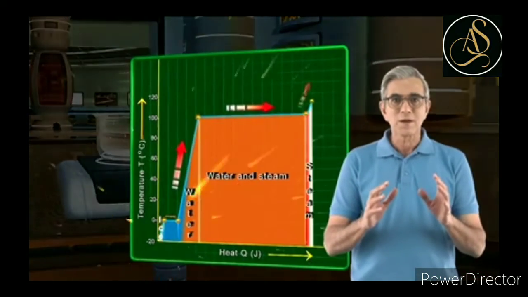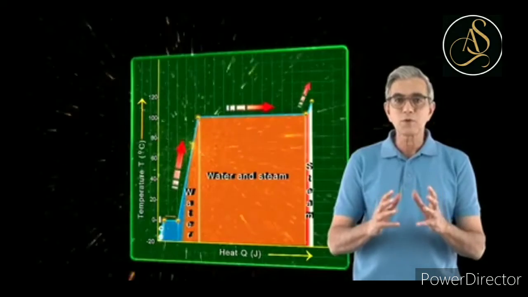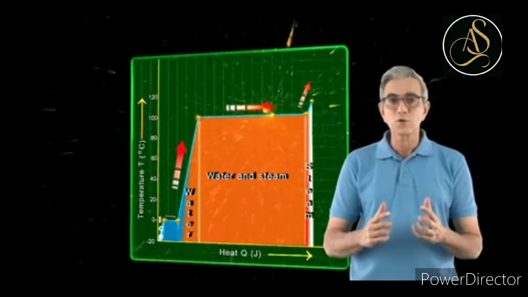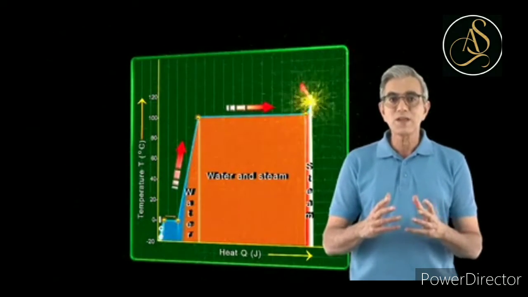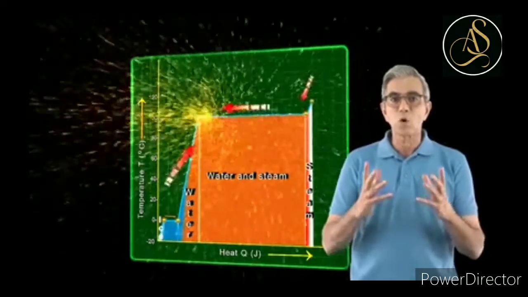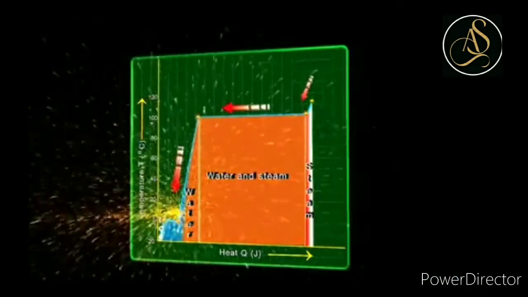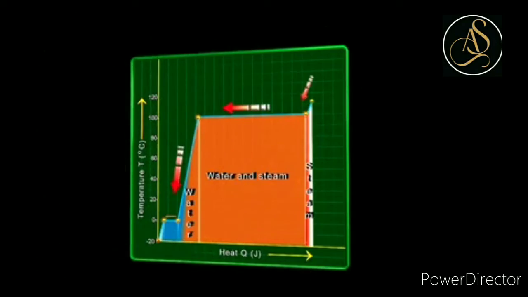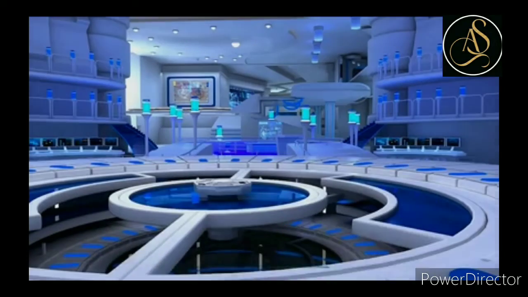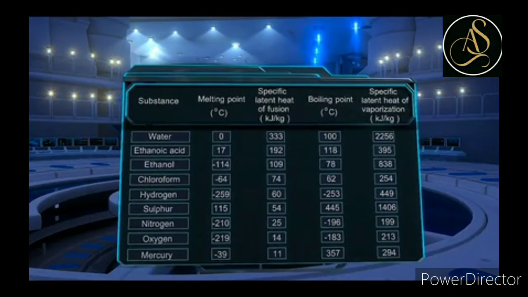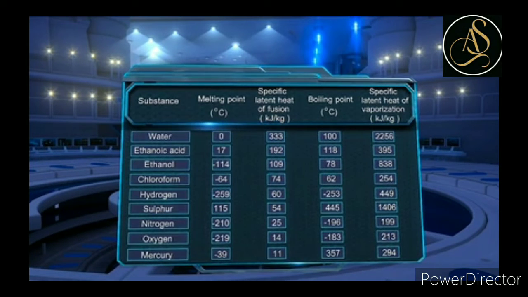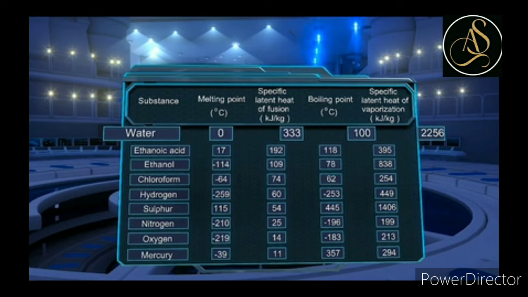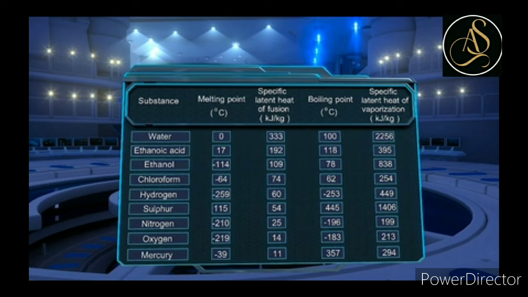It should be noted that heat energy is absorbed to transform ice to water vapor, while heat energy is released to convert water vapor to ice. Specific latent heat for various substances is different, as shown in the table. Water has a large value of specific latent heat of fusion and vaporization. Hence, it is useful for many purposes.